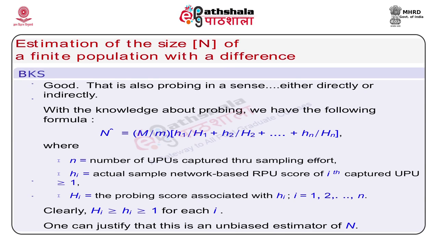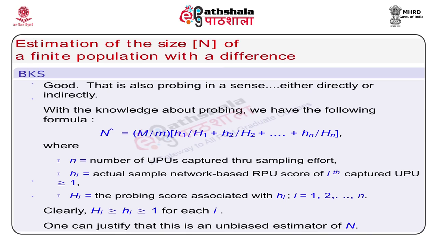And what is small hi? Small hi is, for the ith sampled ultimate unit, the number of those small m rehab centers in which the person is actually registered. And after probing, it becomes capital Hi, the number of these RPUs, the rehab centers where the person is actually registered. Small hi is the actual sample network based RPU score, and capital Hi is the probing score.